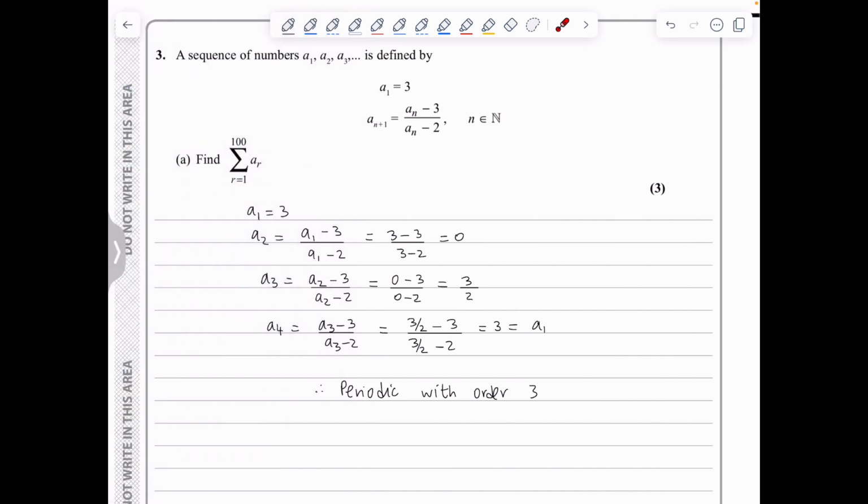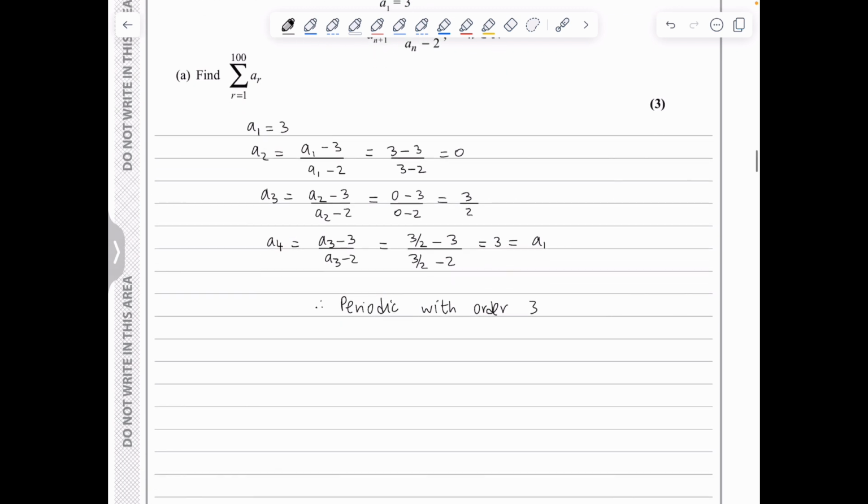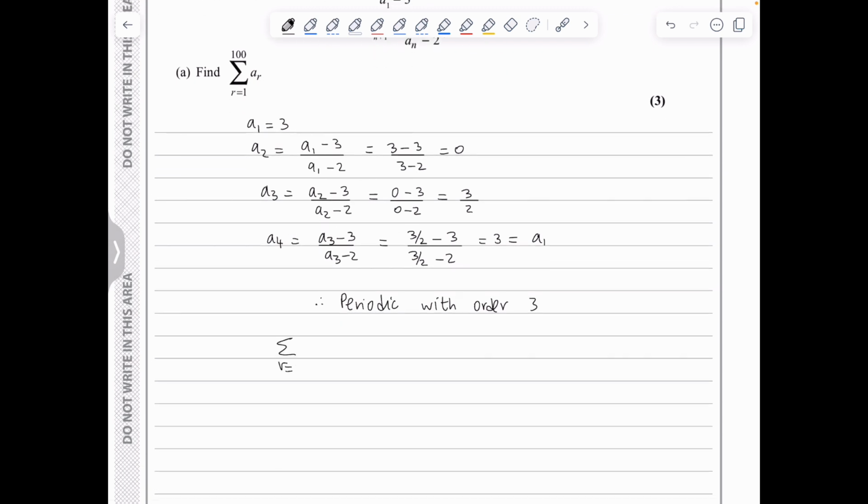So this is what I'm going to be using to evaluate the sum of the first 100 terms. So the sum from r equals 1 up to 100 of a_r simply means I've got 33 repetitions of the pattern, so 33 times 3 is 99, so that's the first 99 terms in this summation. So 33 times (3 plus 0 plus 3 over 2), plus the first term of a new pattern, where the pattern starts at 3, so plus 3, which gives an answer of 303 over 2.